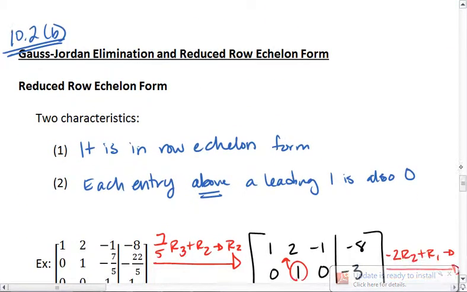That's it for 10.2 Part A. Next we'll talk about 10.2 Part B, which is Gauss-Jordan elimination and reduced row echelon form. But that's not until our next lesson. So go back, review anything you had questions on, ask me if you have further questions. Other than that, hope you're enjoying the lesson so far.